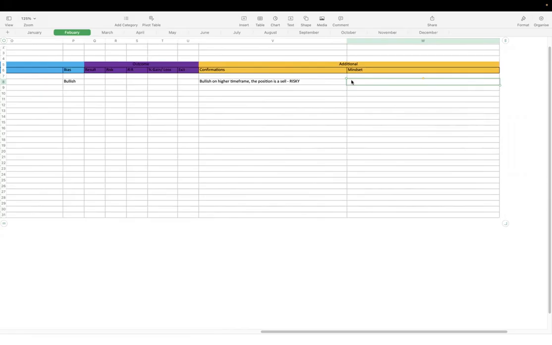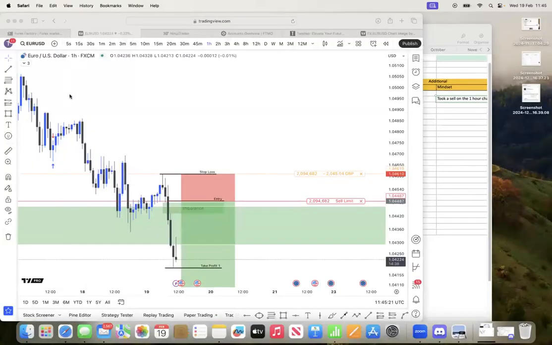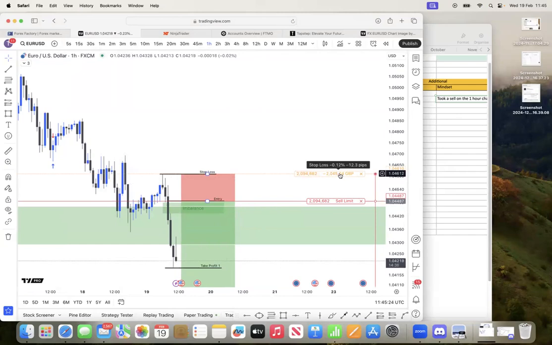So what I could say here, for example, just as a note to myself, is: took a sell on the 1 hour chart before looking at the higher time frame. So my mindset now is I am no longer as confident. We could do a couple of things with this. You could just leave it and see what happens, or you could cancel the whole position. You could potentially come into this here and modify the order.